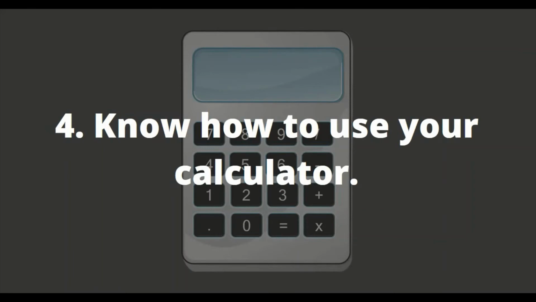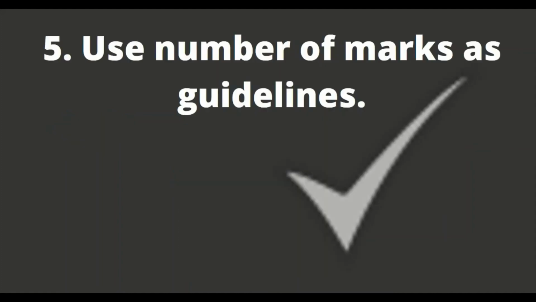Because with calculators, you can get a wrong answer sometimes if you don't know how to use your calculator properly. And the fifth thing is use the number of marks. So if you're given a question, let's say a question says calculate the velocity of this car, and it says the number of marks is 3. That to you is a guide that they're actually looking for 3 steps. So the formula is going to give you a mark, the substitution is going to give you a mark, and then the final answer will give you a mark.